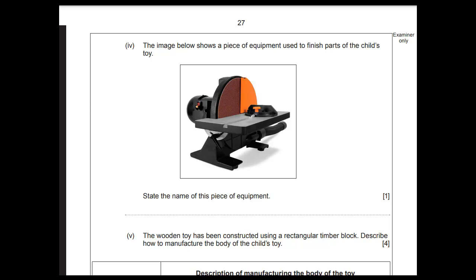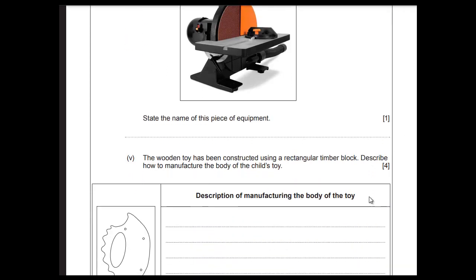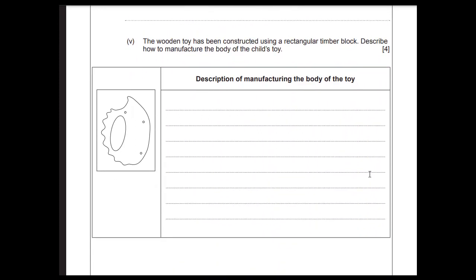Okay, let's look at the next question then. Now the next question is out of 4 marks. So out of 4 marks, it's expecting us to write at least 4 stages, or to literally name 4 key elements of making it in the process to get those 4 marks. So the wooden toy has been constructed using a rectangular timber block. So what we need to do now is describe how to manufacture this body.